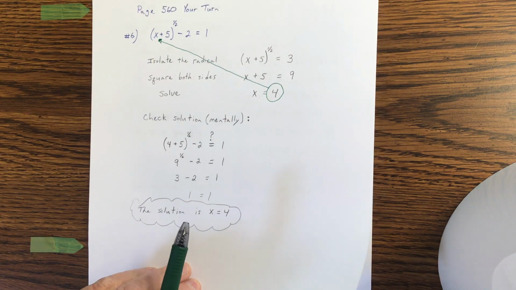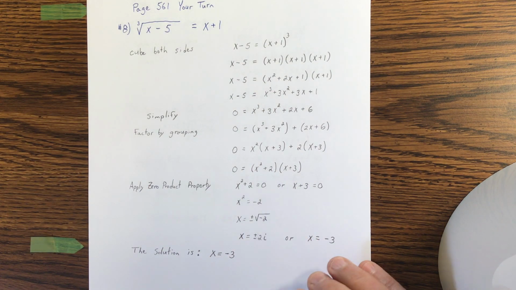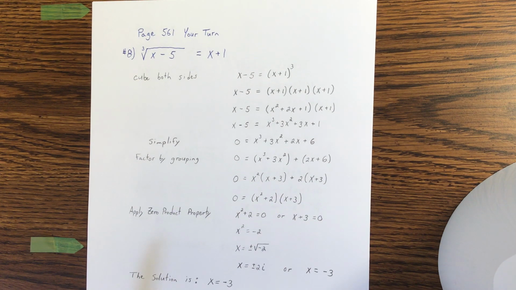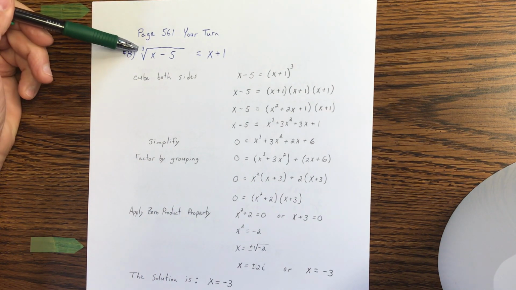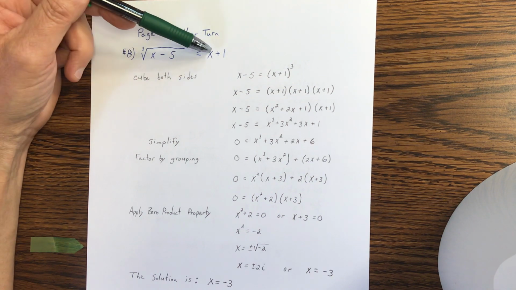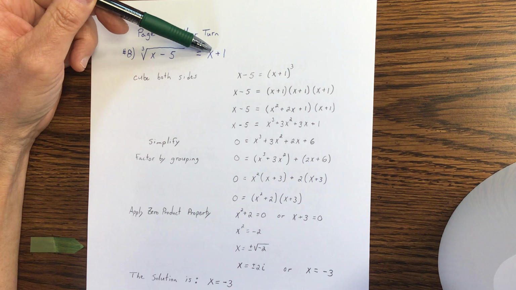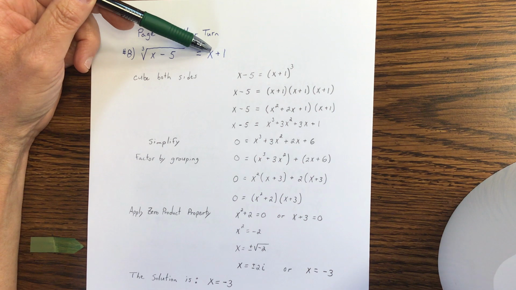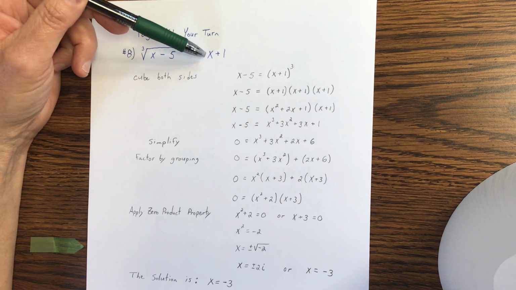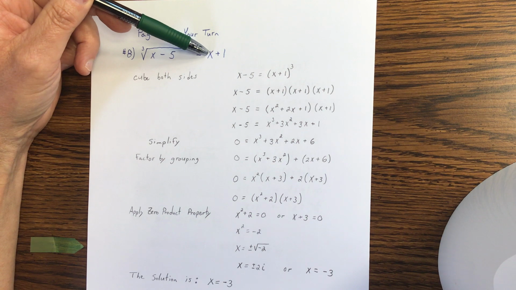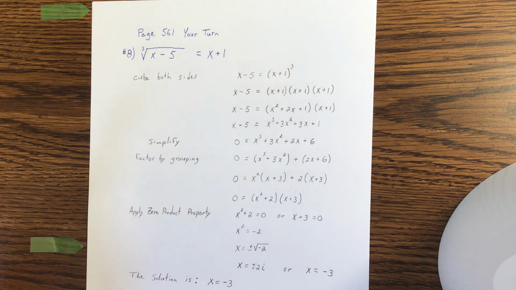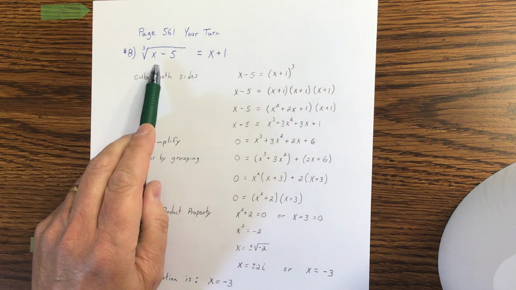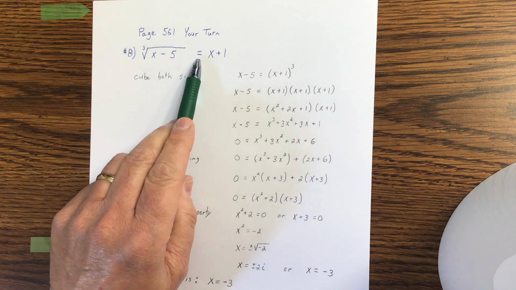All right, let's go to page 561, looking at Your Turn number 8. Your Turn number 8 is the cube root of x minus 5 equals x plus 1. At the beginning of each lesson I'm trying to do as much work as I can to help you out. As we move along into the problems, I'll leave some things out because a lot of that is just review. The first thing is, we don't have to isolate a radical because we only have one radical on the left side of the equal sign.